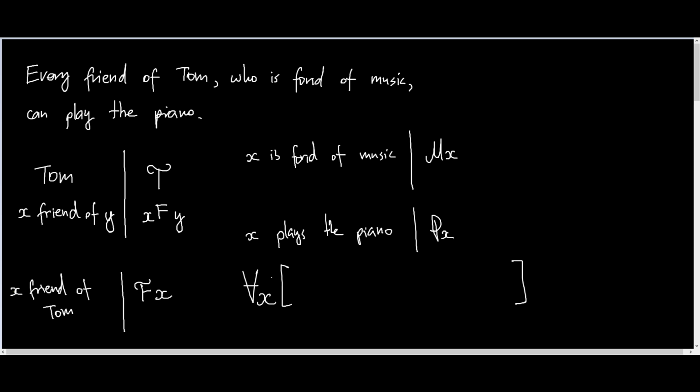And so when there is this passage from an assumption to a conclusion, that's an indication of the presence of the implication, right? So some requirement on X should imply another property of X. Okay, now we are almost done. What is the requirement on X? X must be a friend of Tom. X is a friend of Tom, and we have a symbol for Tom. And at the same time, X must be fond of music. And if that is true, then X must be able to play the piano.